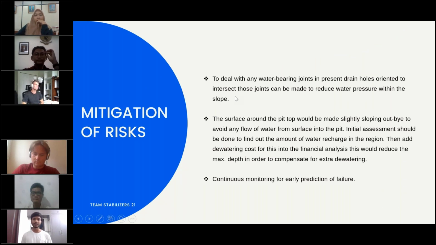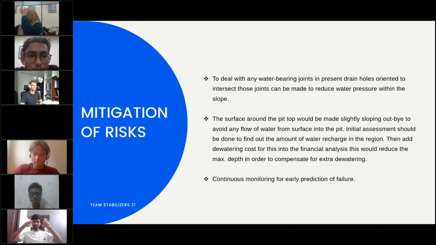To deal with water-bearing joints, we need to intersect the joint and drain out the water from time to time. In case of recharge, to reduce the water filled in the pit bottom, we can make the top of the pit slope outward, so that whatever water falls at the top goes outward and does not fall into the pit and accumulate, increasing the dewatering costs.